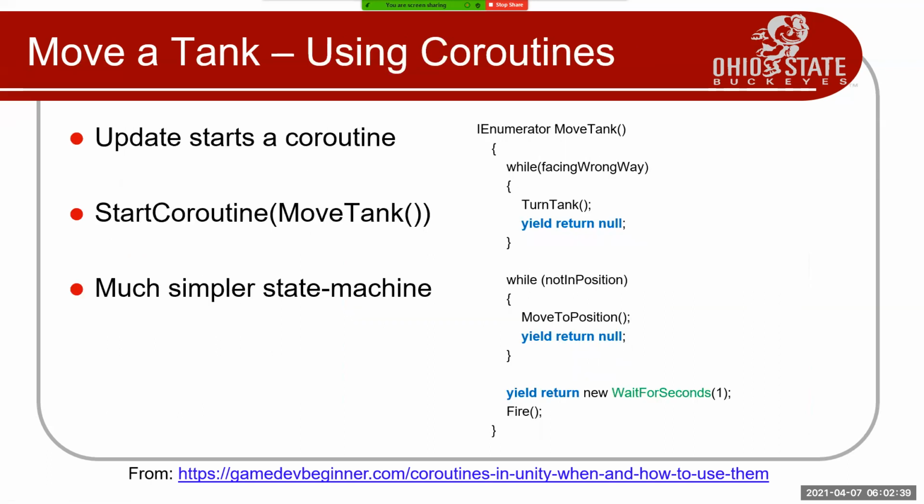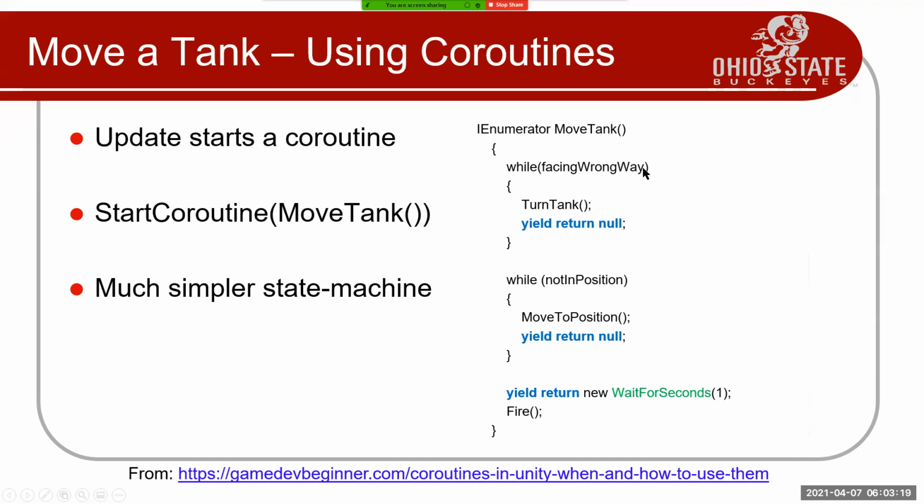Okay, so using coroutines. Again, update will start a coroutine. So we'll do move tank, and now we have a much simpler state machine. Anytime I want to fire, update will say, okay, let's fire off this move tank coroutine, and then it'll go till completion, and once it's done, it'll go back to idle. And if I ever want to move and fire again, it'll fork off another instance of the coroutine.